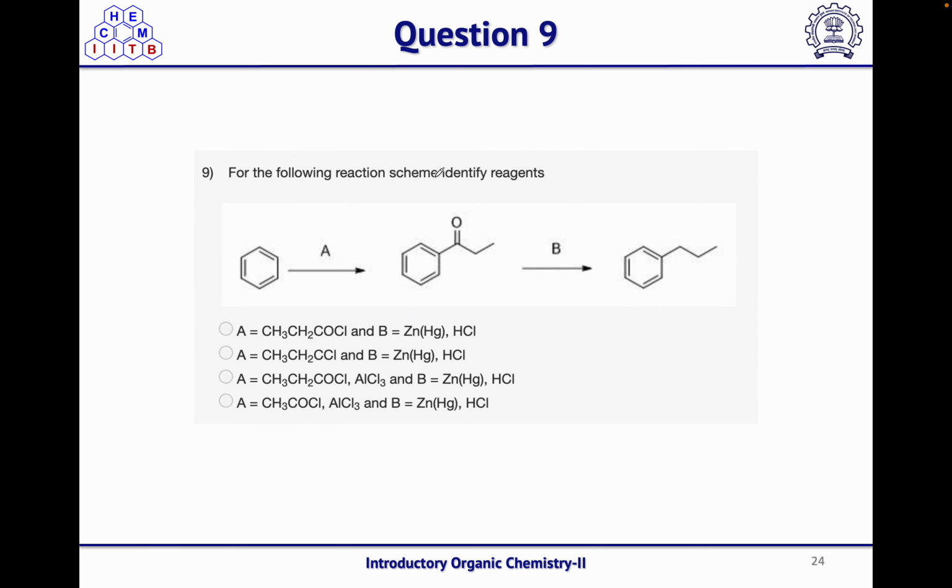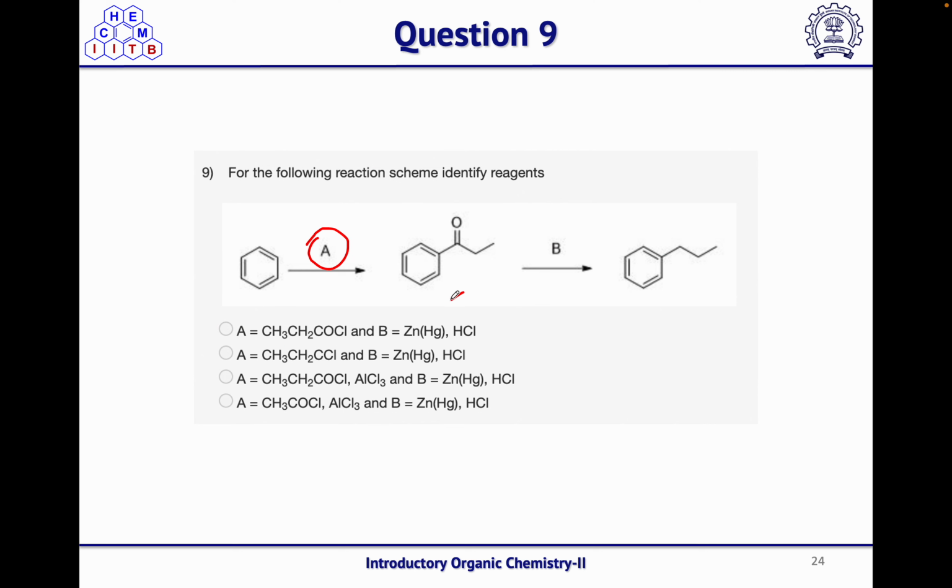So for the following reaction scheme, identify the reagents. They have given here acylation from this starting material to this. In the presence of these reagents A, acylation can take place. So what is the name reaction that is taking place here? Anyone can tell? This is Friedel-Crafts acylation reaction. So what will be the reagents that can be used for Friedel-Crafts acylation reaction? That we need to think.